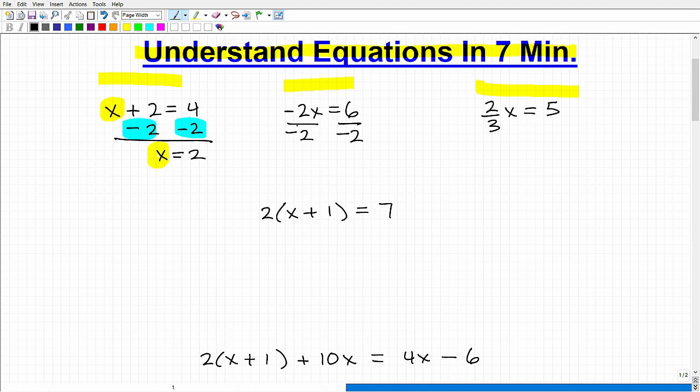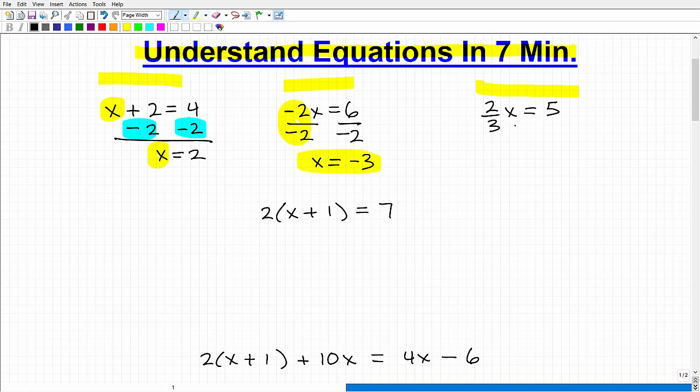Now, one thing I want to say is that you really make sure you know your positive and negative numbers really, really well, because that's another place where students kind of trip up with equations. So negative 2 divided by negative 2 is positive 1, or positive 1x. So that's going to be x is equal to negative 3. Okay, so that's the solution to this equation.